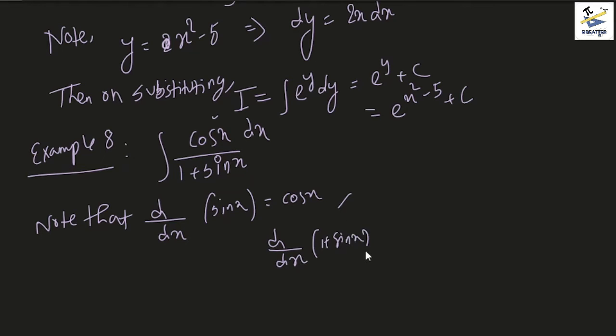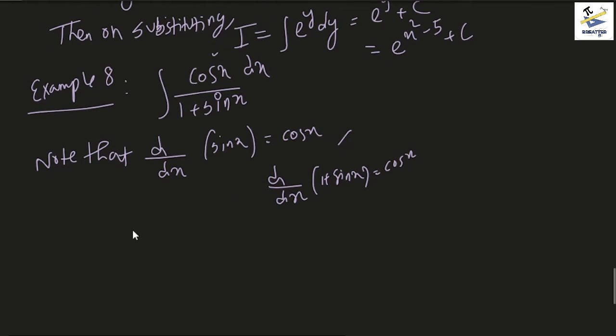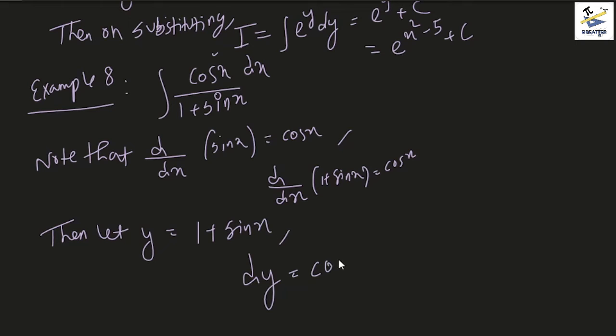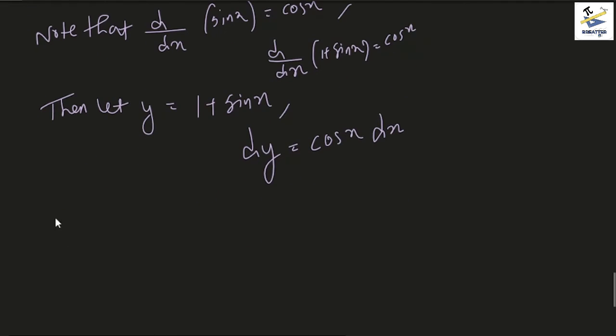So rather than going for the substitution y equals sine x, we can directly go for the substitution 1 plus sine x. Let y equal 1 plus sine x, and from that we get dy equals cosine of x dx. This would give us our integral as the integral of dy divided by y, which is evaluated as a natural logarithm.